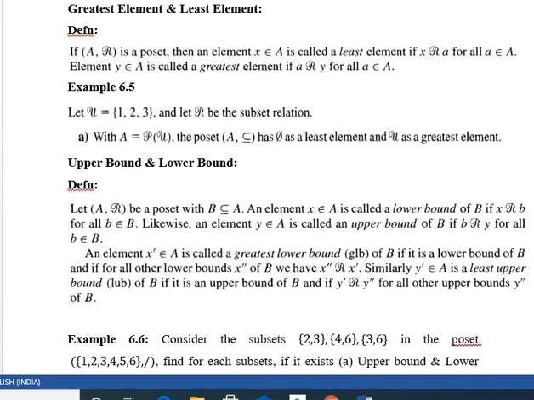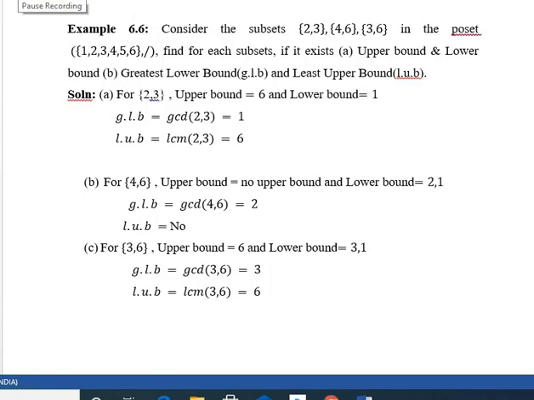Now we have an example. Example 6.6: consider the subsets {2, 3}, {4, 6}, {3, 6} in the poset {1, 2, 3, 4, 5, 6} with relation divides. Find for each subset, if it exists, the upper bound and lower bound, the greatest lower bound, that is GLB, and the least upper bound, that is LUB.